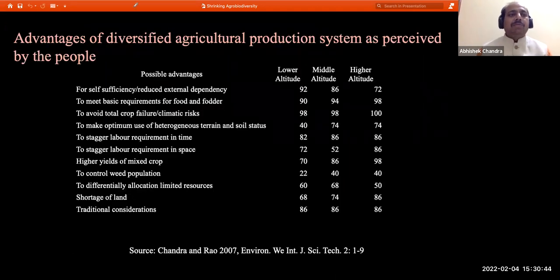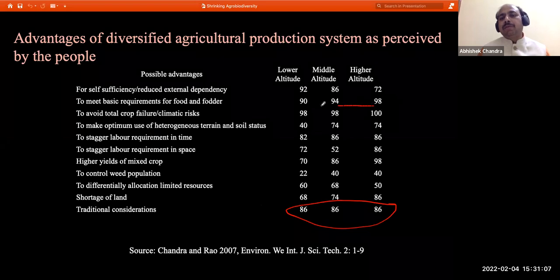So when we asked at all the altitudes, middle, lower, and higher, we found the traditional consideration is almost the same in all the cases. It is 36, but in the case of avoiding total crop failure, they depend, and there is not much change, only a little bit, 98% and 100%. So basically they depend upon self-sufficiency and reduce the dependency in the higher altitude, that is 72%, and in the lower altitude it is 92%. So it depends on and controls the wheat population.